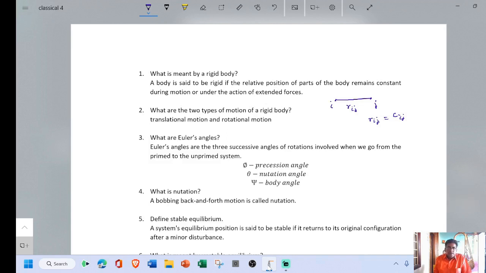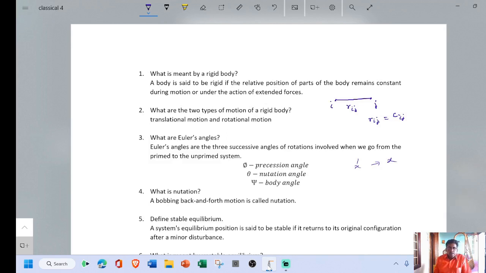What are Euler's angles? Euler's angles are the three successive angles of rotations involved when we go from the primed to unprimed system. This is primed system, this is unprimed system. The Euler's angles are phi, theta, psi. Phi is the precession angle, theta the nutation angle, psi the body angle.